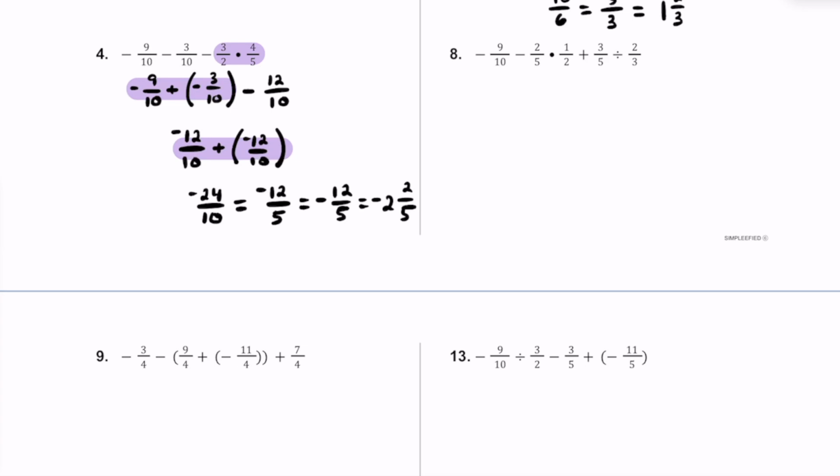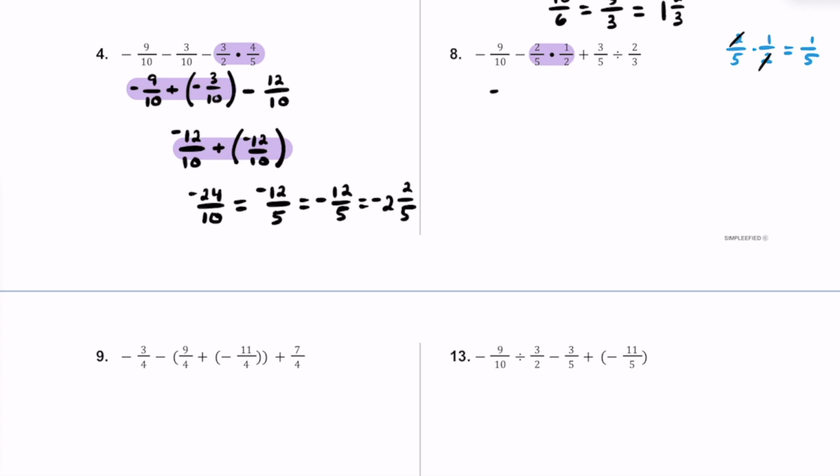For number 8, we have subtraction, multiplication, addition, and division. We have a little bit of everything here. Multiplication and division are going to be tied for first place, but we're going to do the multiplication because it comes first in the problem. So if we go ahead and multiply this 2/5 by this 1/2, we can see that these 2's are going to cancel out with each other. And so this is just going to be a product of 1/5 if we go ahead and multiply those.